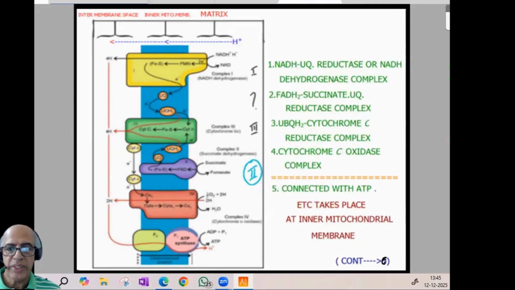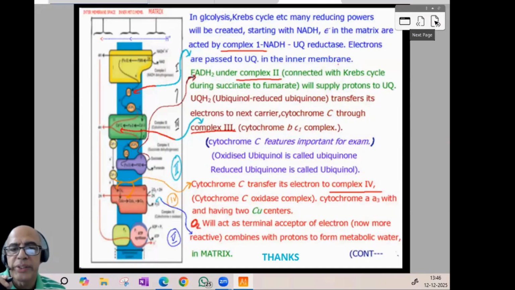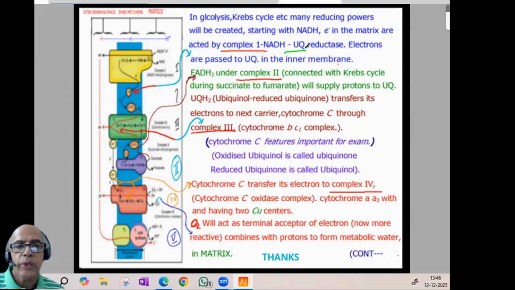Again, the complexes are expanded there: 1, 2, 3, 4, 5. Complex 5 is connected with ATP, and ETC takes place in the inner mitochondrial membrane. Each site is important, like glycolysis, link reaction, Krebs cycle, etc. In glycolysis and the Krebs cycle, many reducing powers are created, and the basic aim is to create energy. Starting with NADH, electrons in the matrix are acted on by complex 1, NADH ubiquinone reductase. Electrons are passed into ubiquinone in the inner membrane.